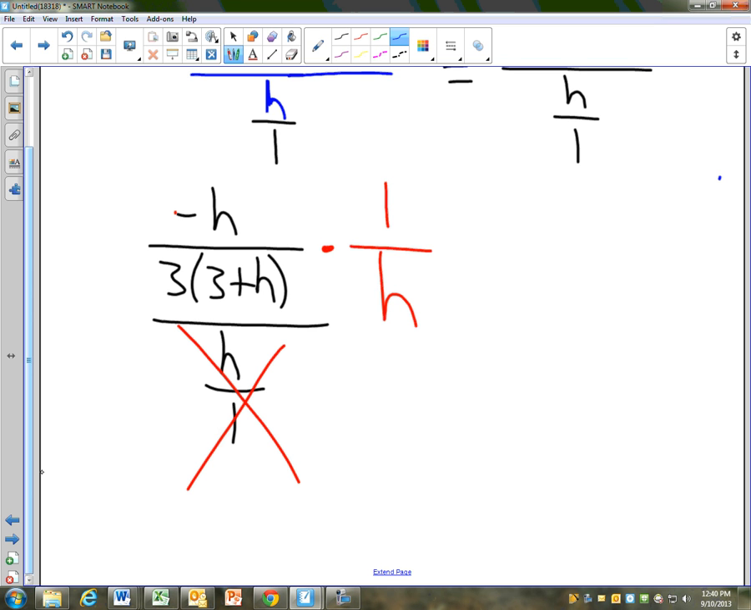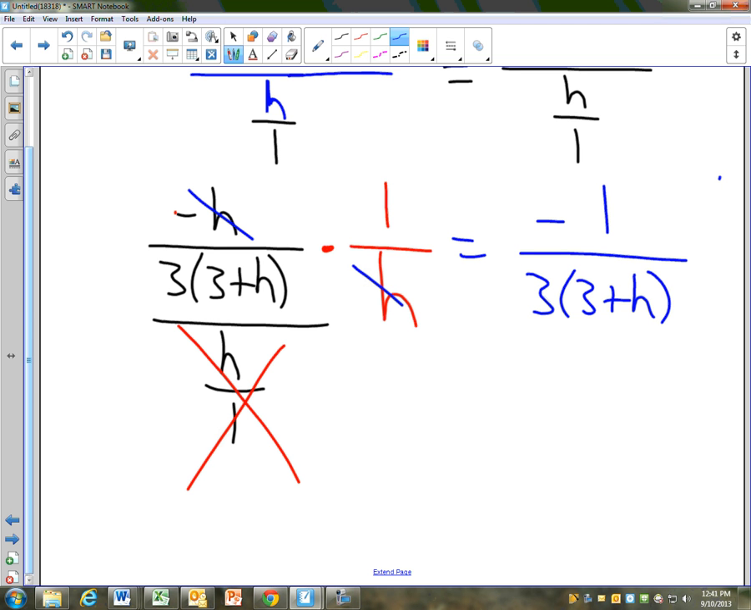Now is a point where we can look to see if things cancel. What cancels? The h. What are you left with on top? A negative 1. And on bottom, 3 times 3 plus h. If you want to write the negative in front of the 1, or in front of the fraction, or in front of the 3, it doesn't matter. All have the same value. The negative can go on top, on bottom, or in front. Any place. But you can only have one negative.